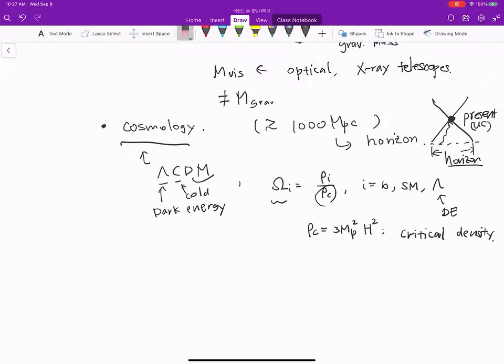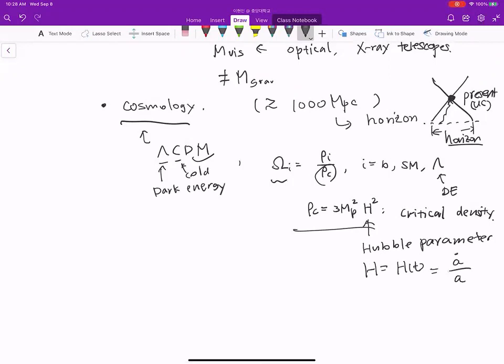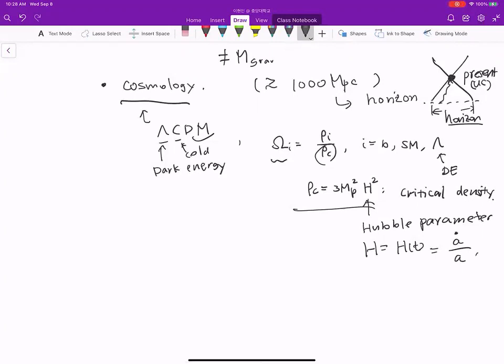So actually this critical total energy density also depends on time, because this H is the Hubble parameter, and the Hubble parameter depends on time. H is a function of time. Why? Because the universe is expanding, and the expansion rate also depends on time. So A is a function of time, called the scale factor. So the bottom line is rho C is time dependent.